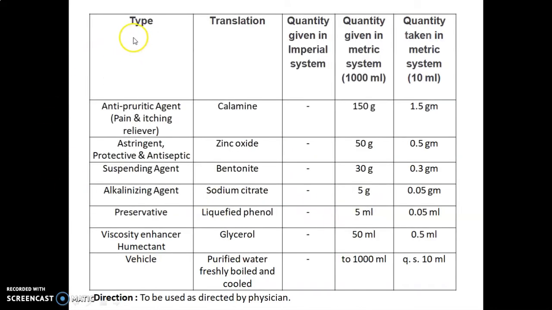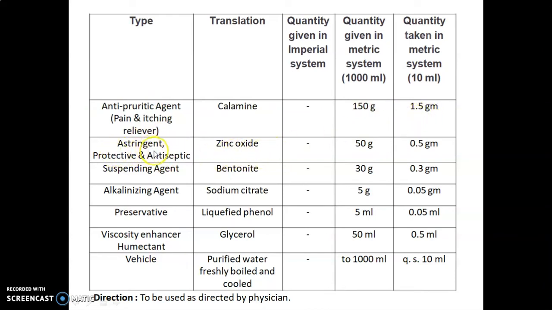So we have this formula table. Type means the category, use or role of the ingredient, translation means the name of the ingredient. Quantity given in the imperial system is not given as we don't have the formulas in the Latin terminology. So quantity given in the metric system is to prepare up to 1000 ml and quantity taken in the metric system is to prepare up to 10 ml. First of all we have calamine, which is used as an antipruritic agent, that is the pain and itching reliever. Quantity given in the metric system is 150 grams, so quantity taken should be 1.5 gram, which is calculated with the help of the factor.